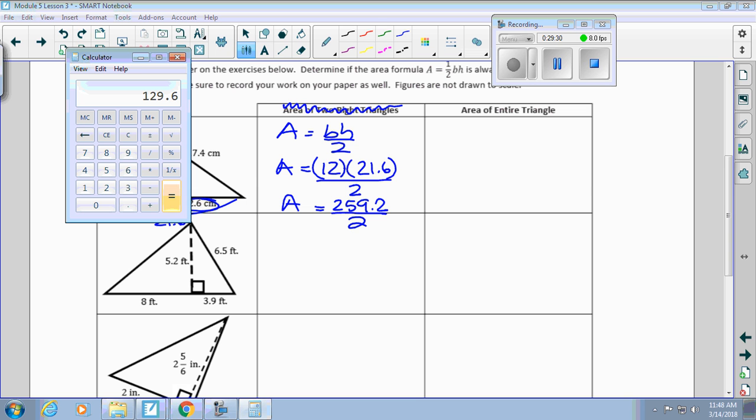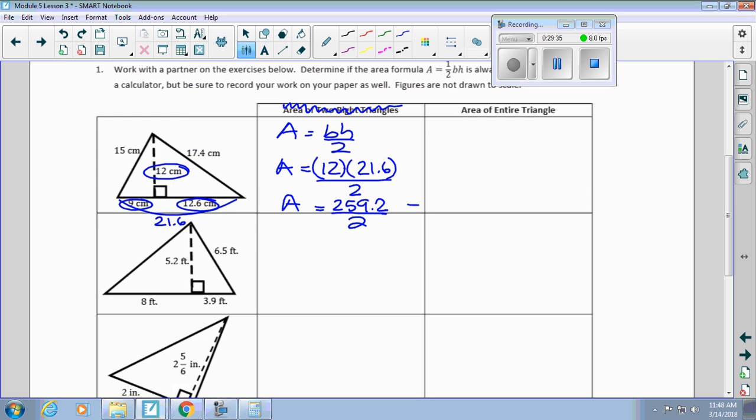All right, so we have 129.6 as our final answer, 129.6. And what unit would we want here? Centimeters squared. You guys are good. All right. You guys see, you think you can figure that out? Right? Again, account for the entire base.